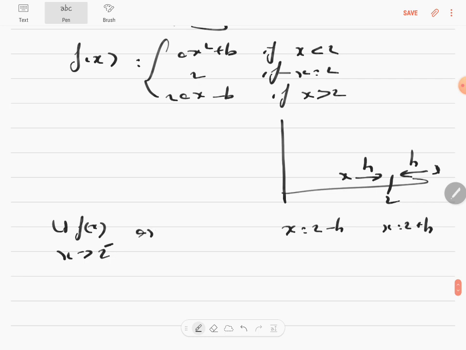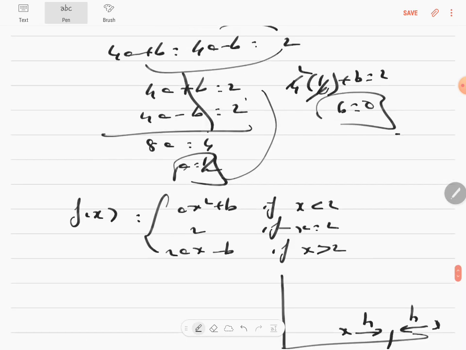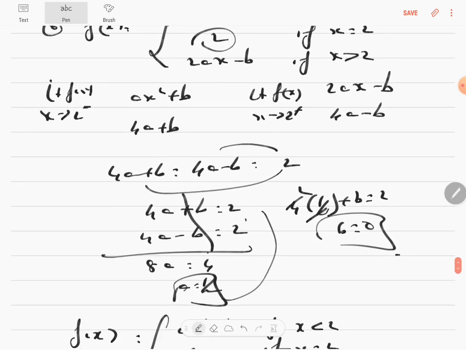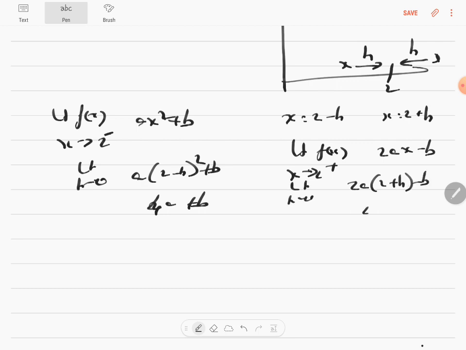So in the left hand limit of f of x as x tends to 2 from the left, you would write ax square plus b, and x cannot be x anymore, it's 2 minus h the whole square plus b, where limit h has to tend to 0. So it will become 4a plus b. Anyway, you get the same answer, there's no difference. But they will expect you to do this. Limit of f of x as x tends to 2 from the right is 2ax minus b, where x is not x, x is 2 plus h, minus b. Limit h tends to 0 will be 4a minus b.